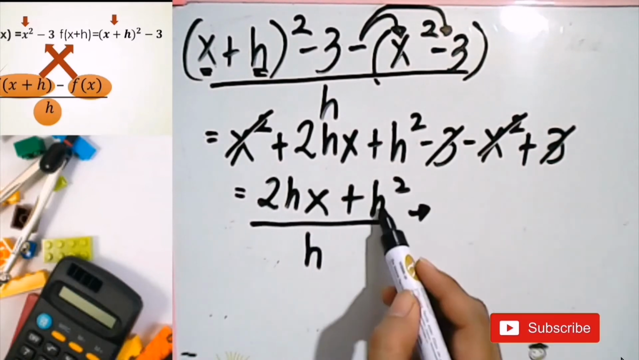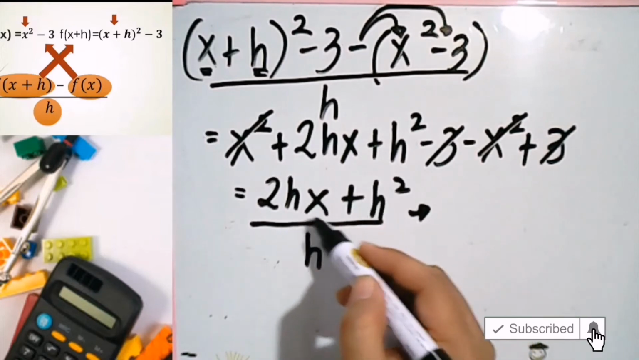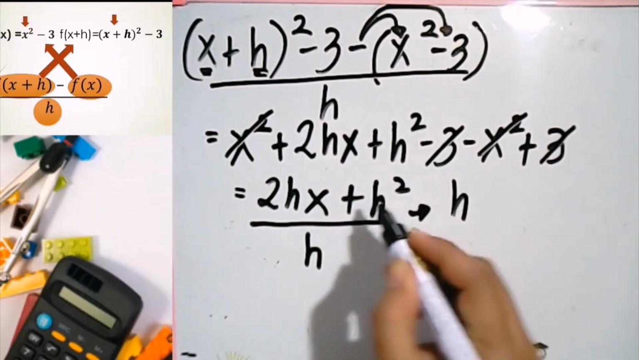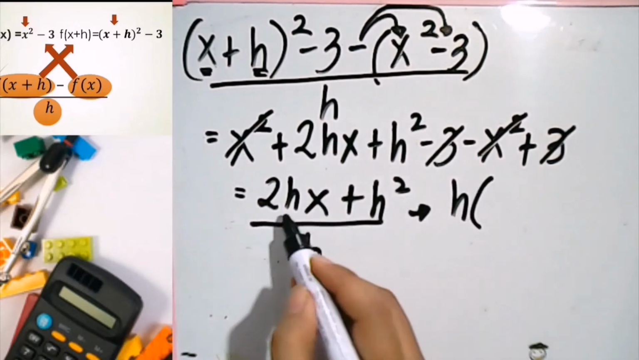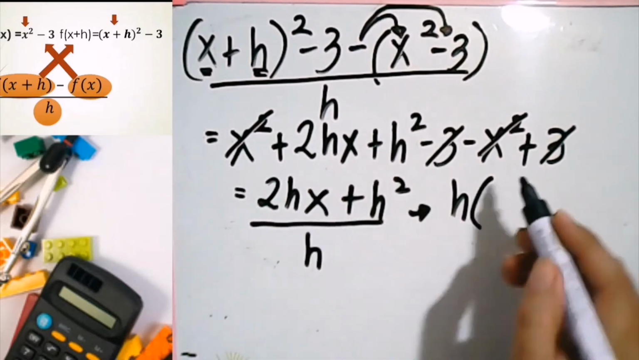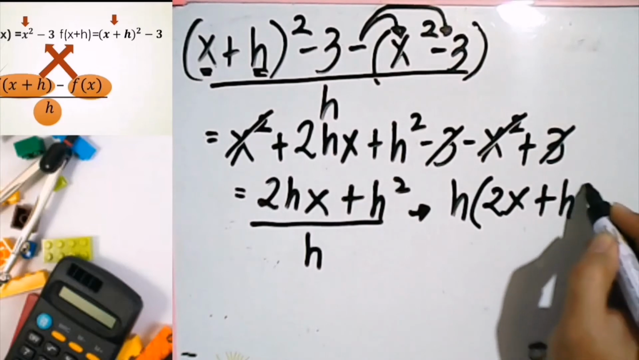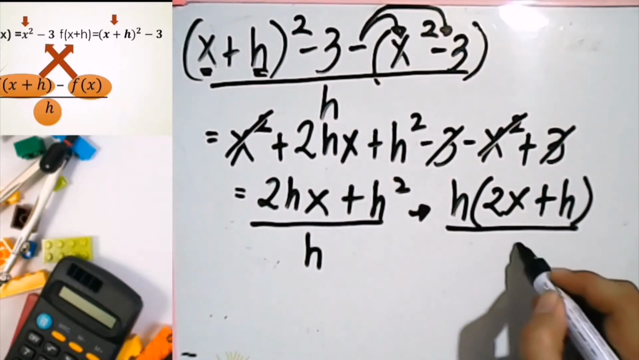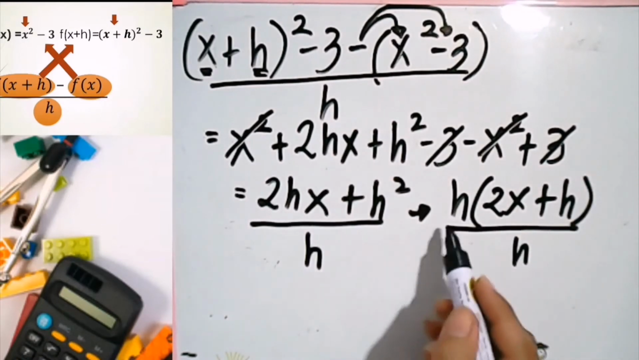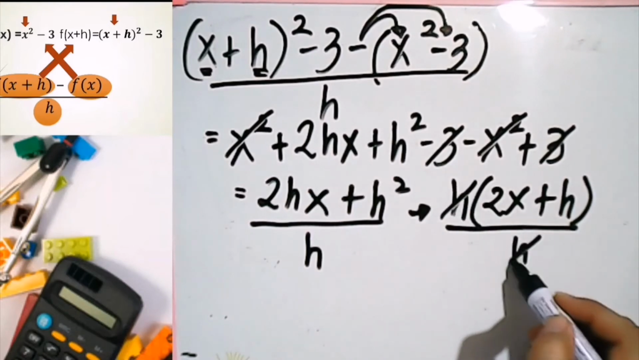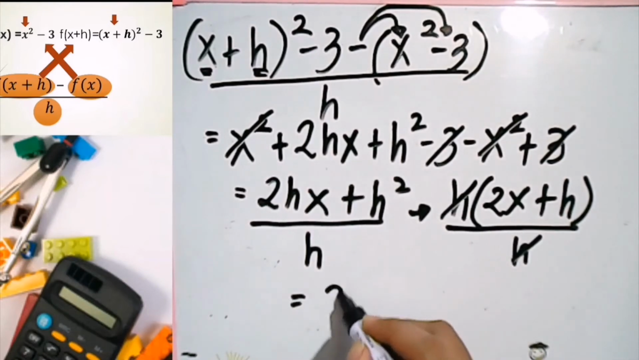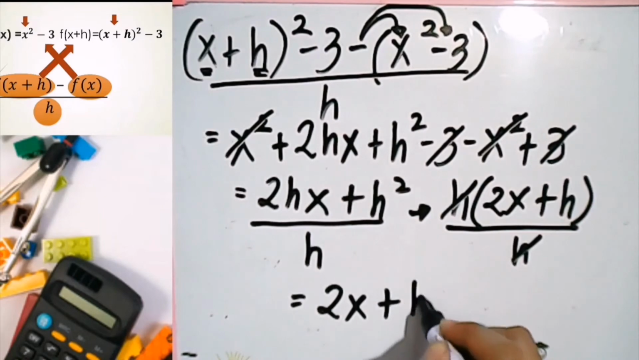And as we can see, we have a common factor, which is h. That's why the remaining are 2x plus h all over h. Then h divided by h is canceled out. The answer is 2x plus h.